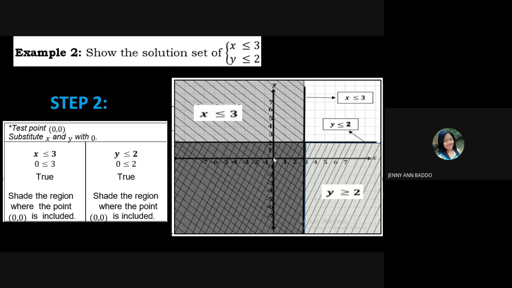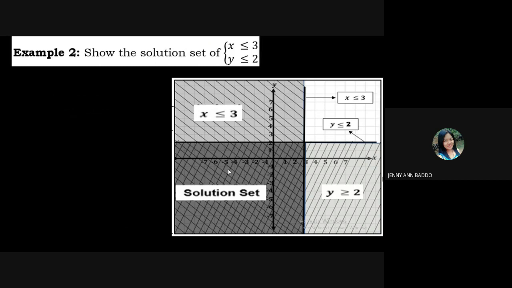And of course, the region where those two graphs overlap, that is the solution set of the given system of linear inequalities in two variables. Therefore, again, all the points that are found on this region, including the point where those two boundary lines are found, are all solutions of the given system of linear inequalities.